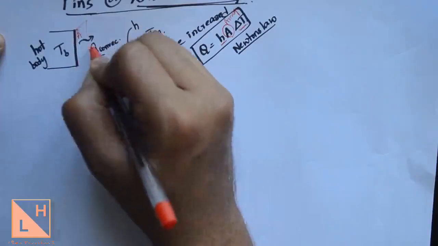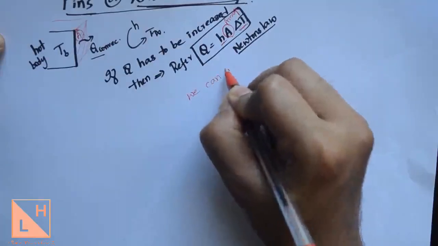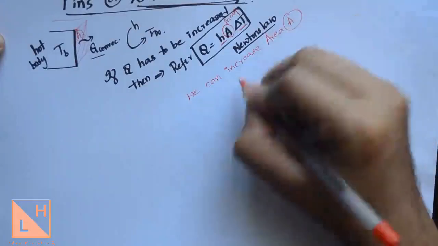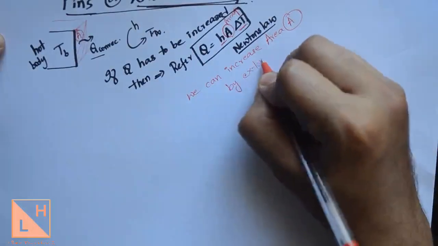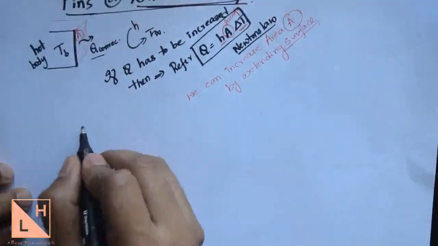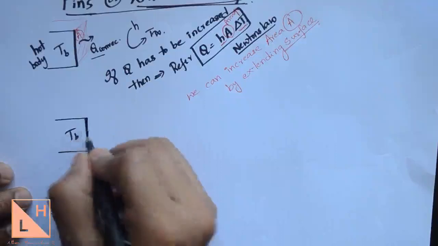For example, if I mark it like this, convection happens from the surface that is exposed to air. Here we will consider it as A. If we can increase this value of A, the value of Q can be proportionately increased. According to Newton's law, as you saw, the area is present in the numerator on the right hand side. So how do we increase the area?